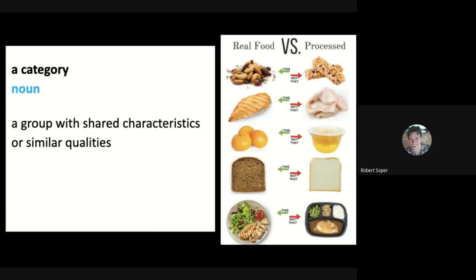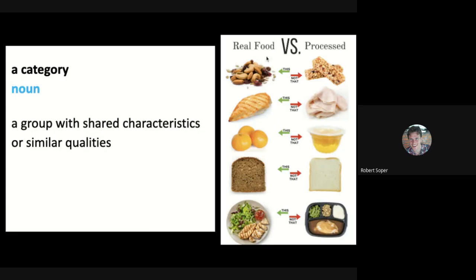And of course, you can break the food category down into different categories. So you can have things like fruits. What goes in the fruit category? Well, your apples, oranges, and bananas. You can have meat. What goes in your meat category? You have things like chicken, burgers, lamb. And you can have things like vegetables. What goes in your vegetable category? Things like lettuce and carrots.